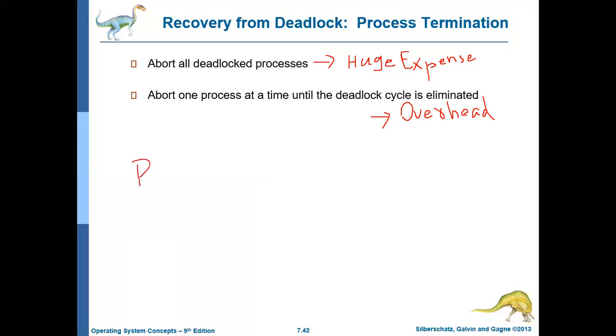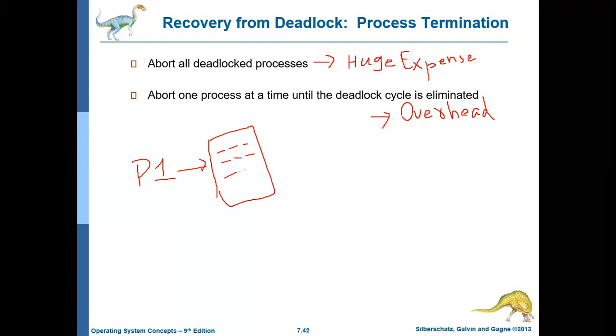Assume that there is a process p1. Let us consider that this process is updating a file, and it is in the middle of updating the file. It has not completely updated, it has partially updated.